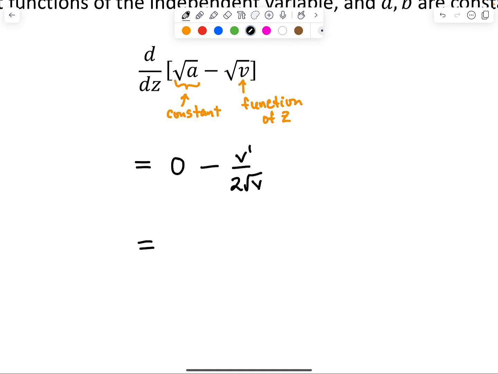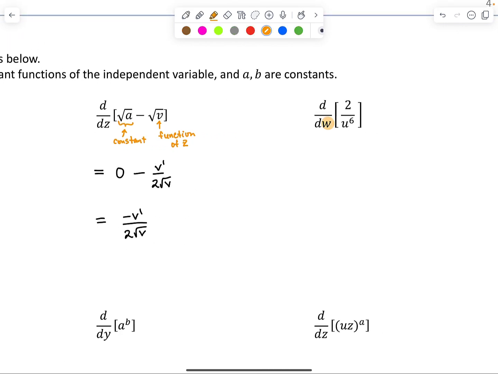The subtraction I can leave in front of the fraction or put it up with the v prime, which is what I'll do here. So negative v prime over 2 square roots of v. Okay, next example. W is the independent variable. U is a function of it. It's best to write this one in a different format. So we want to find the derivative with respect to w of 2u to the minus 6.